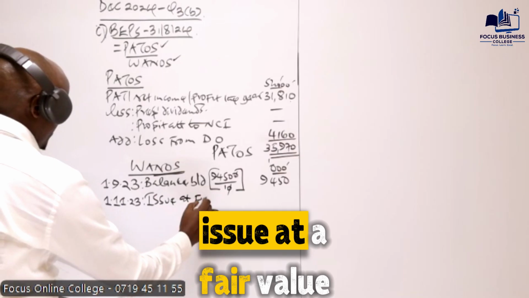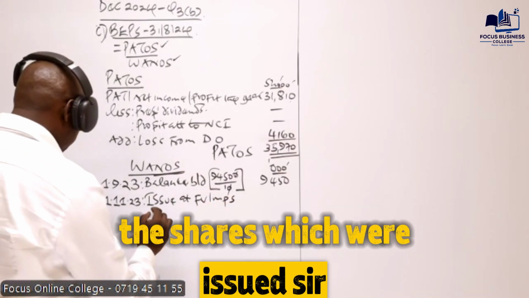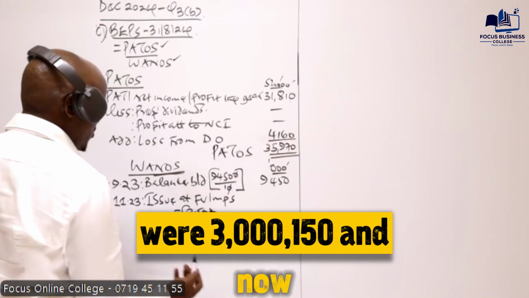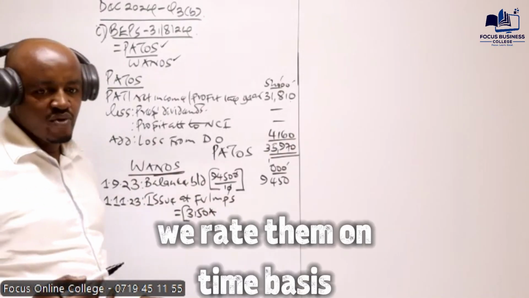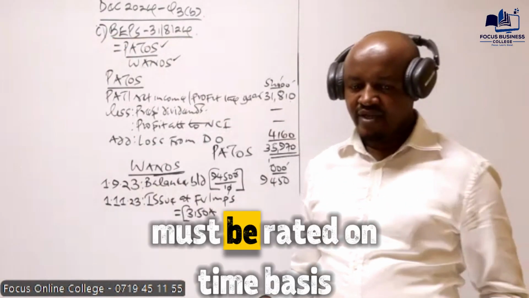at a fair value, which is the same as the issue at full market price. The shares which were issued there were 3,150,000. And now what we need to do to these shares is we weight them on time basis. That's what we said. Shares issued at full market price must be weighted on time basis.